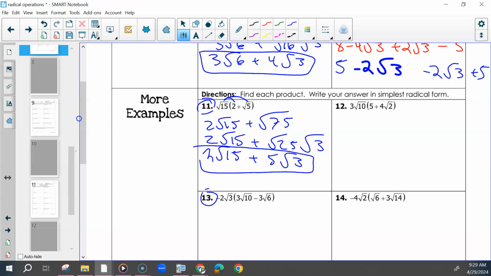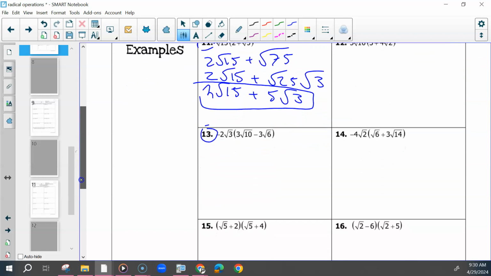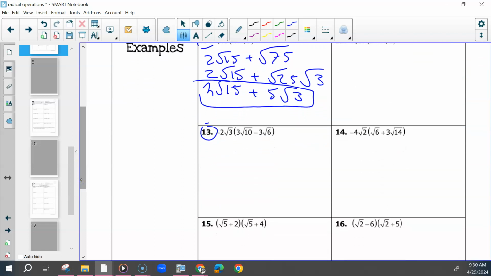And then for 13, you're doing the same thing, but instead of just a number or a radical, it's both. So you're going to take this whole piece, multiply it to both terms, but only multiplying the outside pieces and then the radicals together. So this first term would be negative 6 root 30. The second part would be positive 6 root 18.